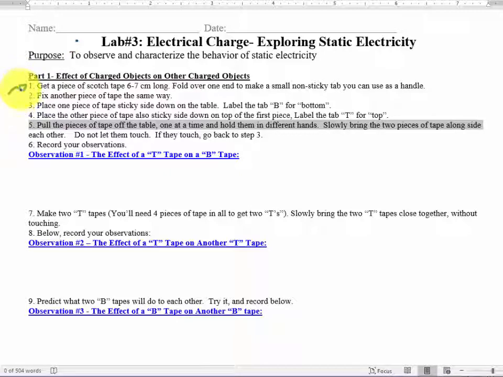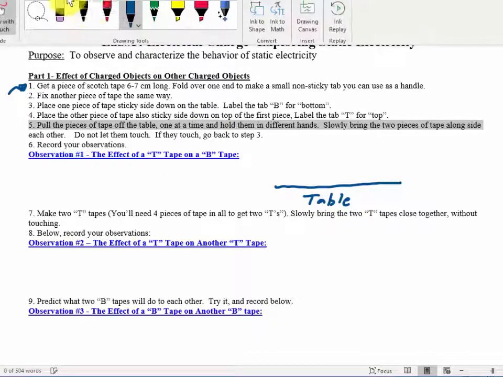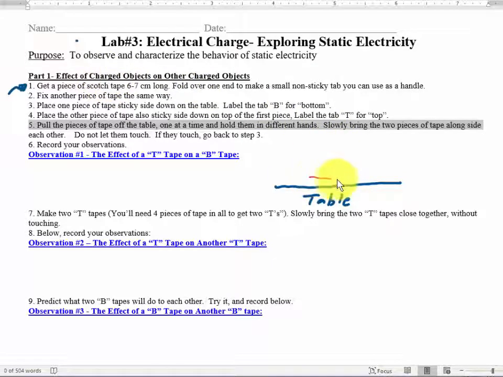I have done this with other types of tape, like duct tape, but Scotch seems to work the best. You're going to find a surface, like a kitchen counter or a table. So you have this surface right there, and you're going to take a piece of tape, maybe 3-4 inches long or so, and put it on top of the table and stick it to it. Make it hang off the edge or make a little tab on the end, and you're going to write B on that tape.